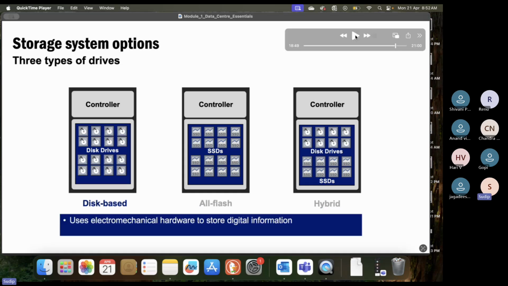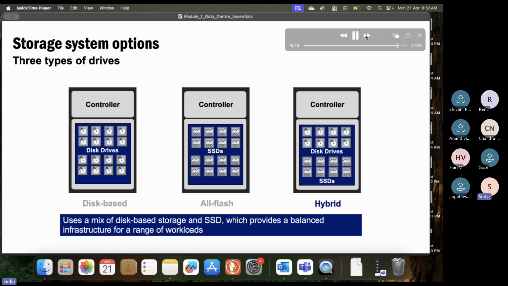Okay, so this we have already learned. What are the different kinds of storage media? If it is hard disk based, then only spinning drives will be there. If it is all flash, that means only solid state disk drives will be there. And if it is hybrid, then both kinds will be there. And we saw that hybrids are the ones mostly used across the world for cost reasons.